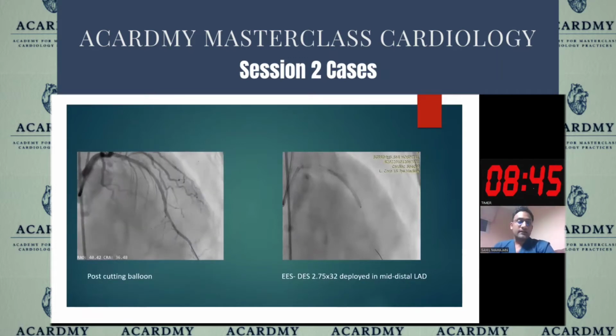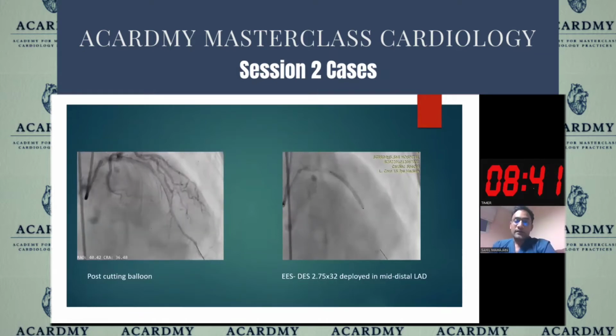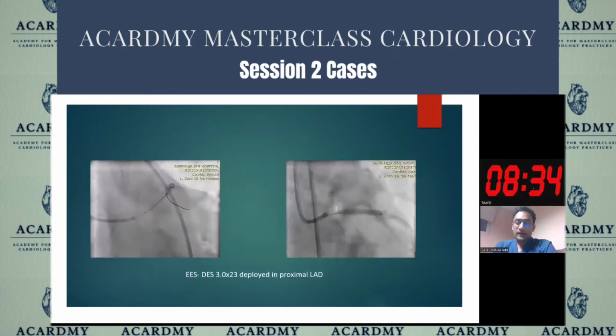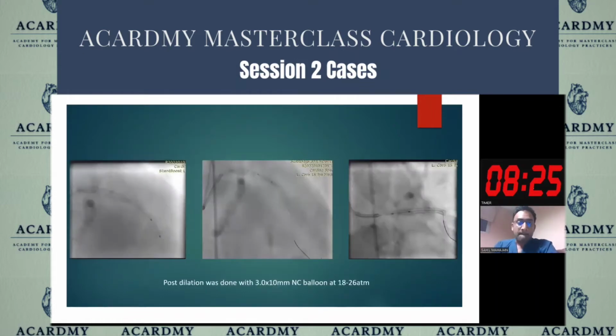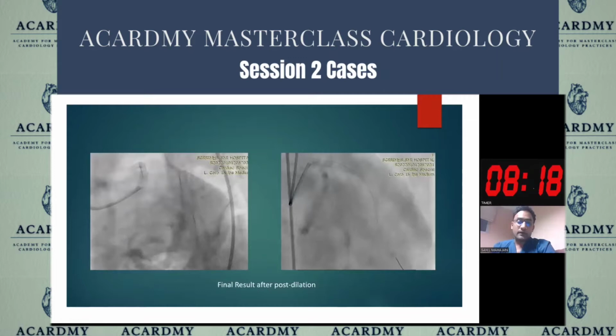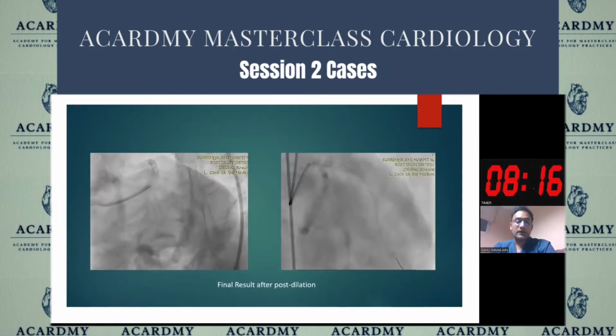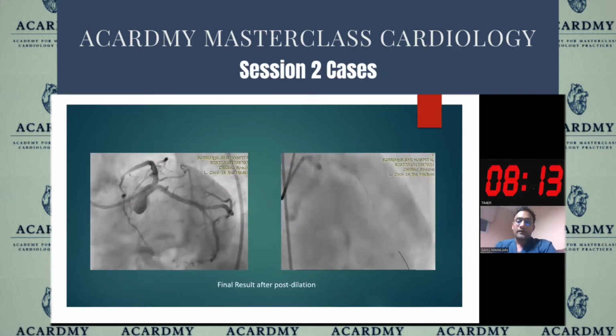We can see a dissection in the proximal mid LAD part, and then we decided to stent the mid distal LAD with a 2.75 into 32 mm everolimus eluting stent. After that, the ostioproximal LAD was stented with a 3 into 23 mm everolimus eluting stent. After that, we post dilated with a 3 into 10 mm NC balloon at 18 to 26 atmospheres from distal to middle to the proximal part of the stent. And this is the final result after that.